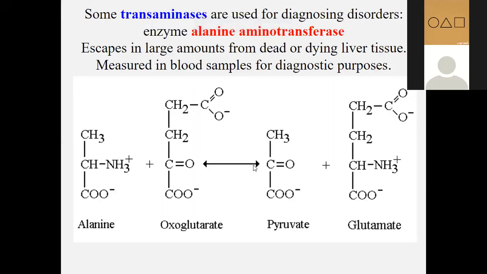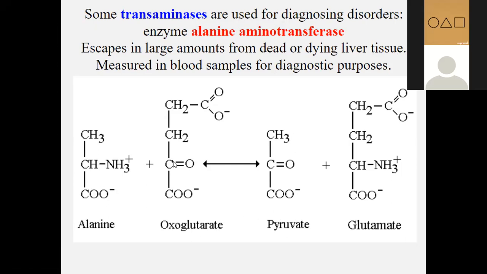So this is actually pyruvate, this structure. So you remove the NH3, so there will be a C double bond O there. So it is pyruvate. This is one of the structures I want you to know.